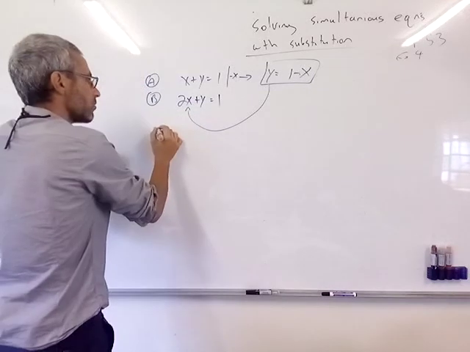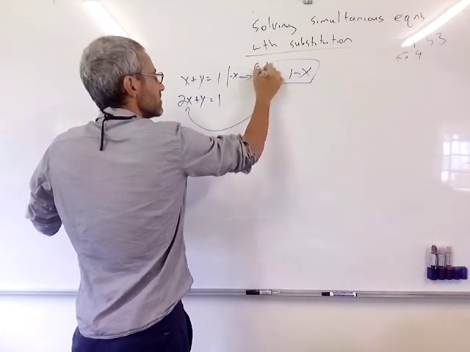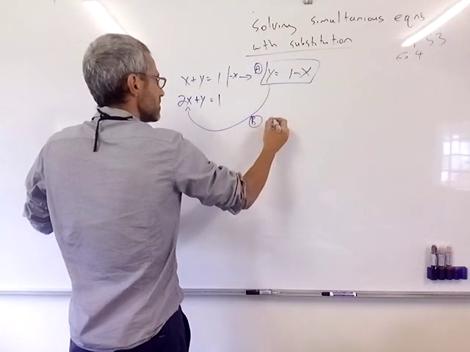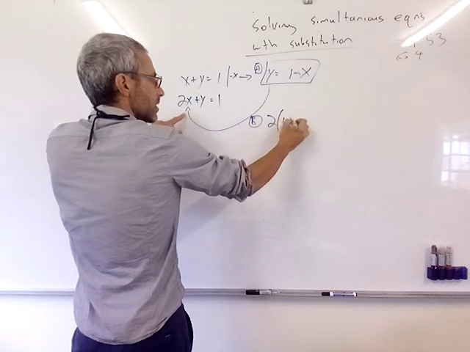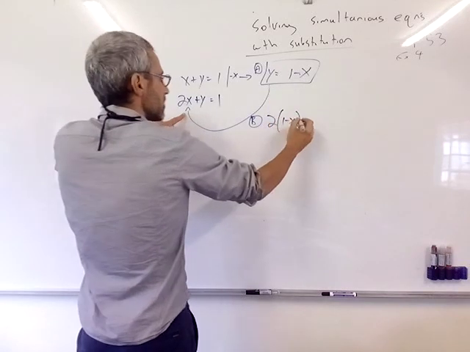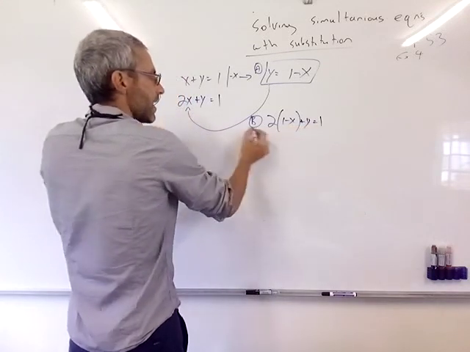So now I'm going to rewrite the other equation. I'm going to write it down here. That was equation A. Now I'm going to write equation B. I'm going to write 2. Instead of x, what should I write? 1 minus x, you see. Plus y. Equal 1. Okay, and then I just solve it.